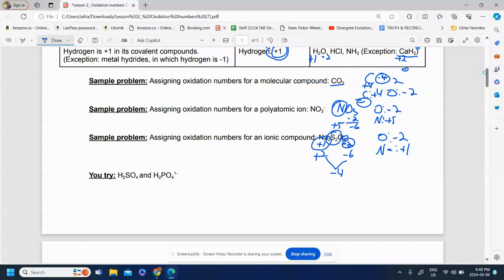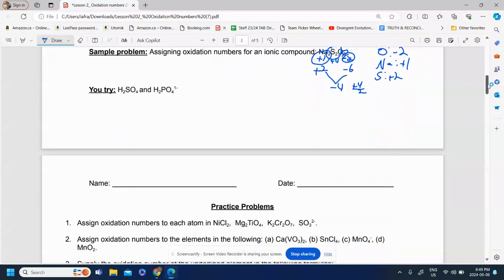For this overall oxidation number charge to be 0, this must be +4. So sulfur, with 2 of them together, make +4. But since there's 2 sulfurs, you have to do +4 divided by 2, that's +2. So those are the oxidation states for each element in that compound. Next, you'll try the next problems here. So again, try it out yourself and then unpause the video and check your work.